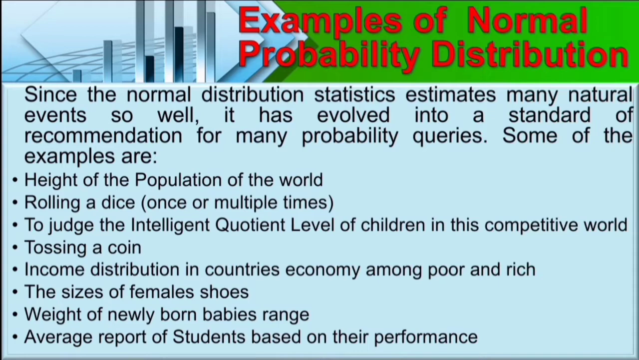many probability theories. Some of the examples are height of the population of the world, rolling a dice once or multiple times to judge the intelligent quotient level of children in this competitive world, tossing a coin, income distribution in countries' economy among poor and rich, the sizes of female shoes, weight of newly born babies range, average report of student based on their performance, etc.